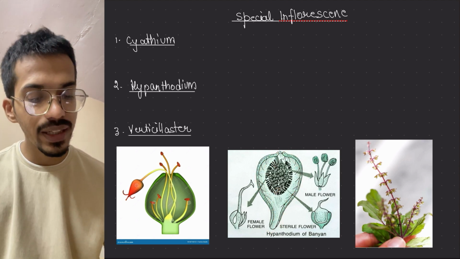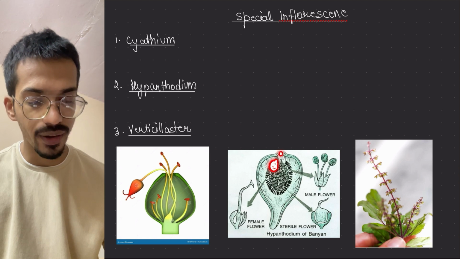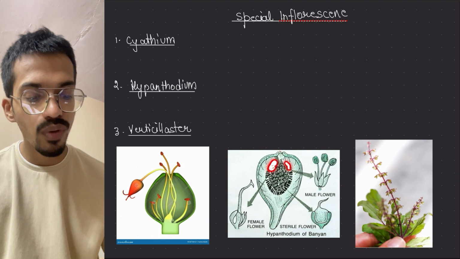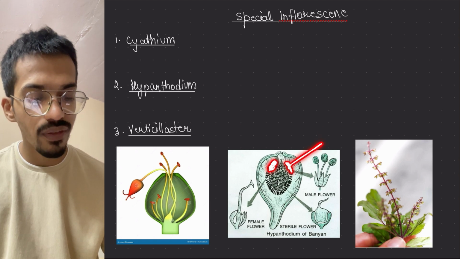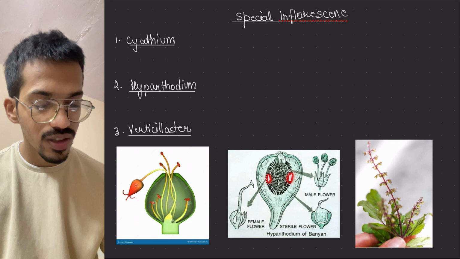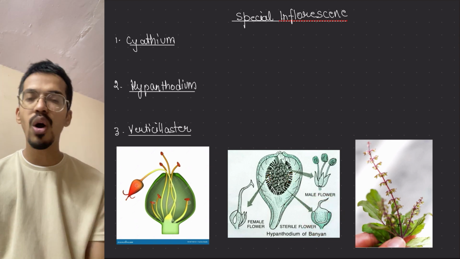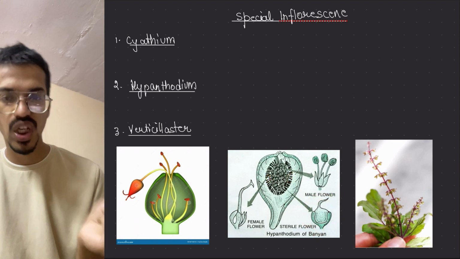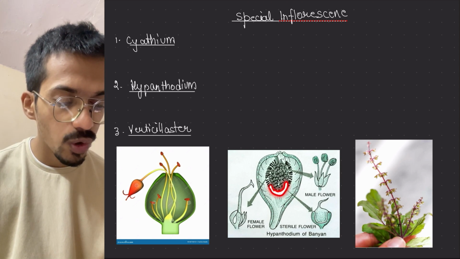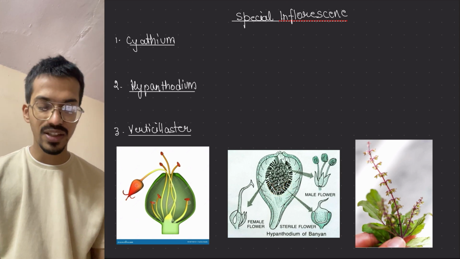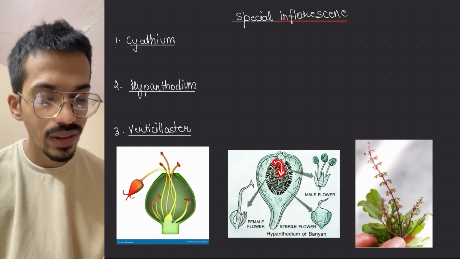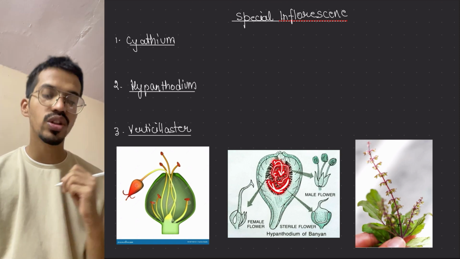Initially, there is an opening over here. First, there will be male flowers present. Then in between this area there would be sterile fibers, which do not have male structures or female reproductive gametes. And in the lower level, the female flowers would be present. Now the pollen has to be dusted on these females, which are present at the lower level.